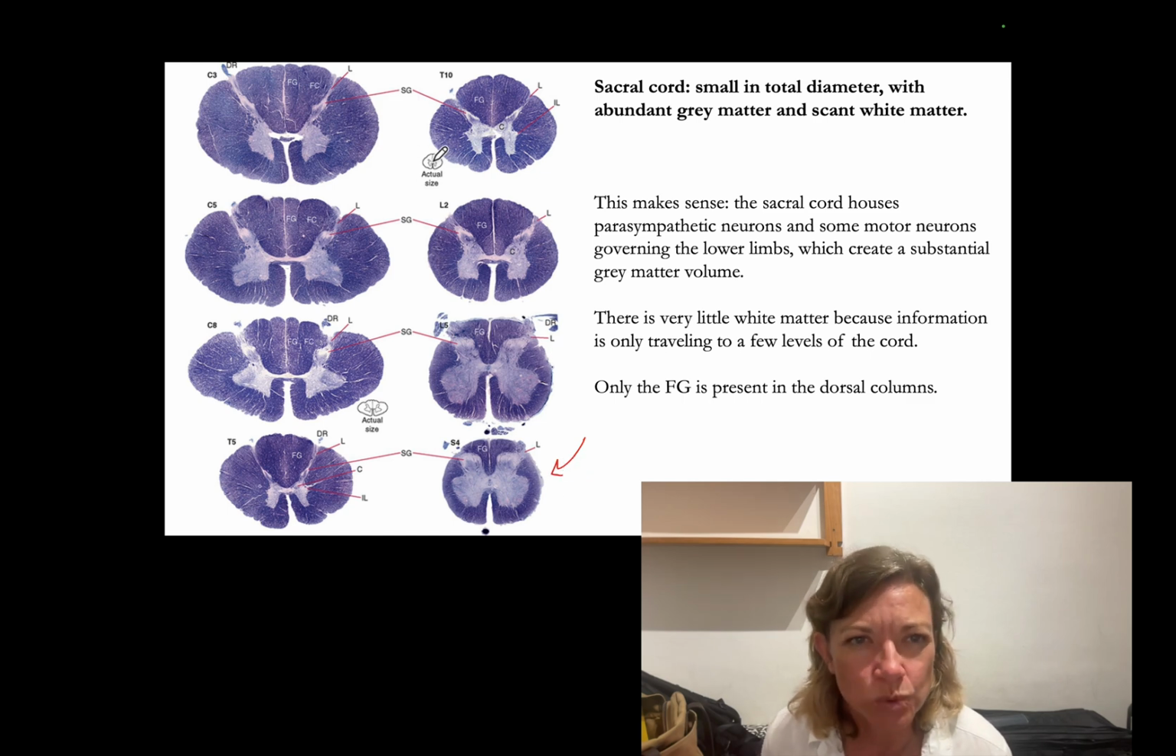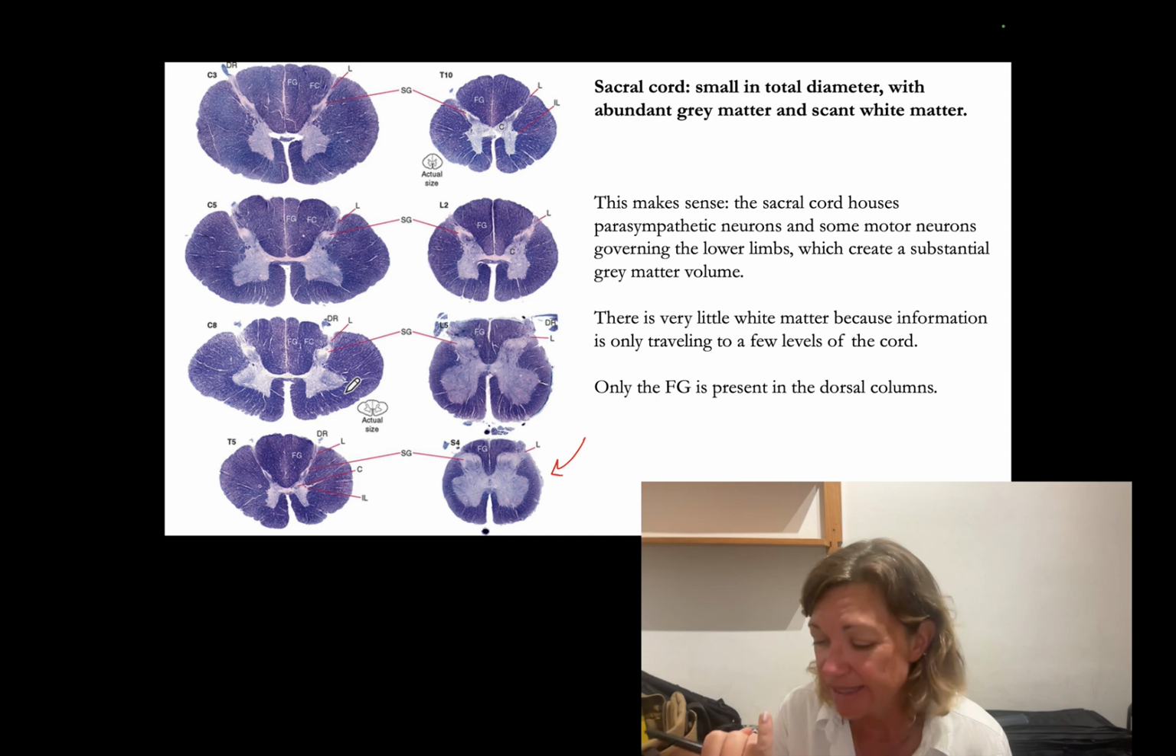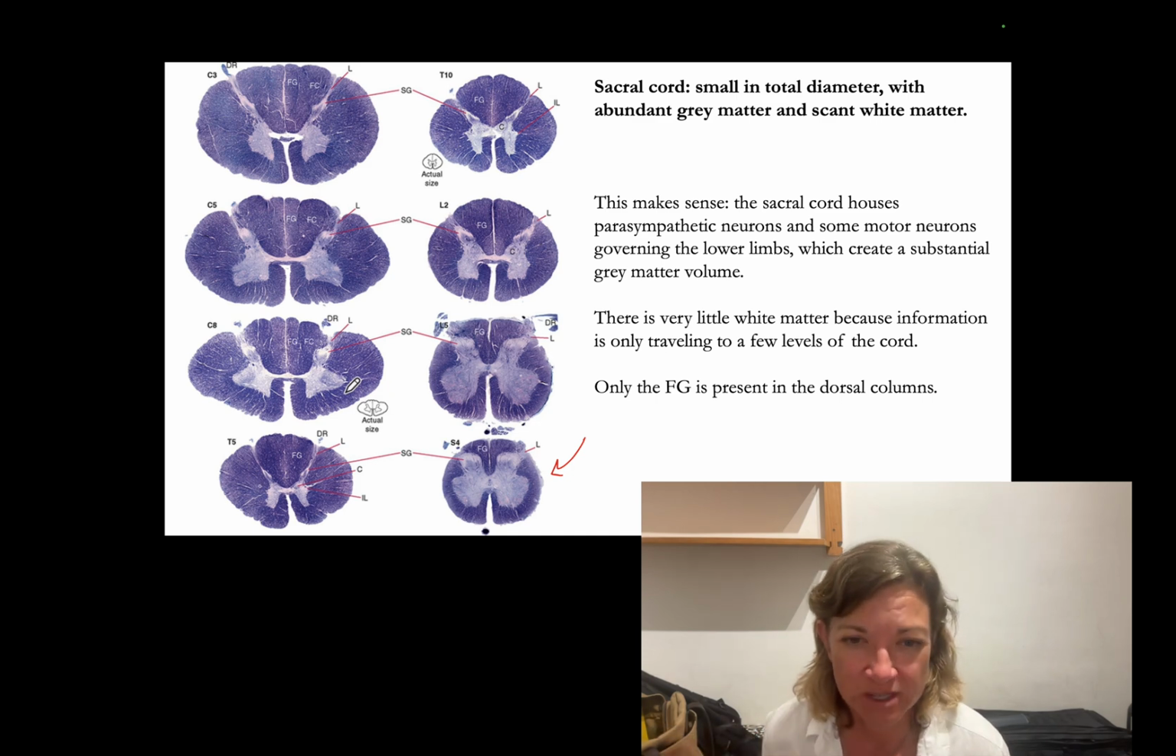Of course, these actual size things don't work because this figure's been sized and resized. But if you think about how big the cervical spinal cord actually is, it's about the diameter of your baby finger. So it is small. The sacral cord is even smaller. So it's the smallest bit of cord in total diameter.